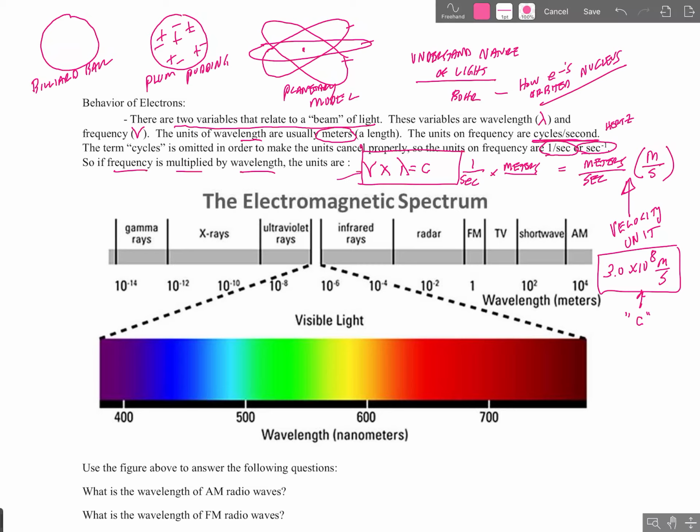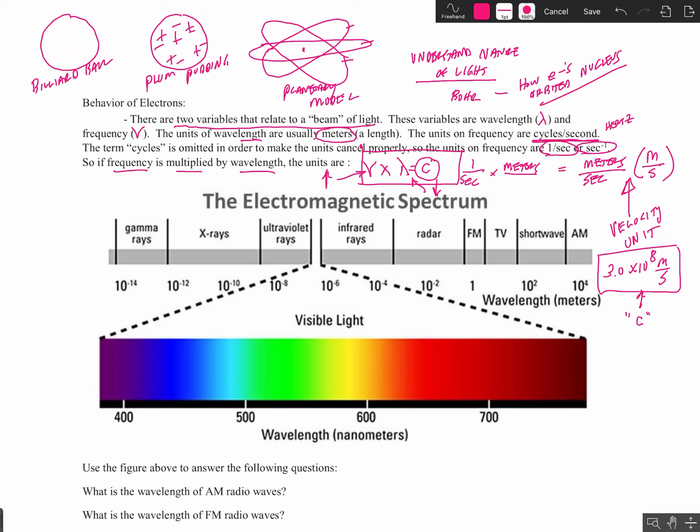That means, kiddos, when this frequency unit gets big, this wavelength unit has to get small, because the product of the two always has to equal the same number, 3.0 times 10 to the 8th meters per second, and vice versa. When the frequency gets small, the wavelength has to get big.